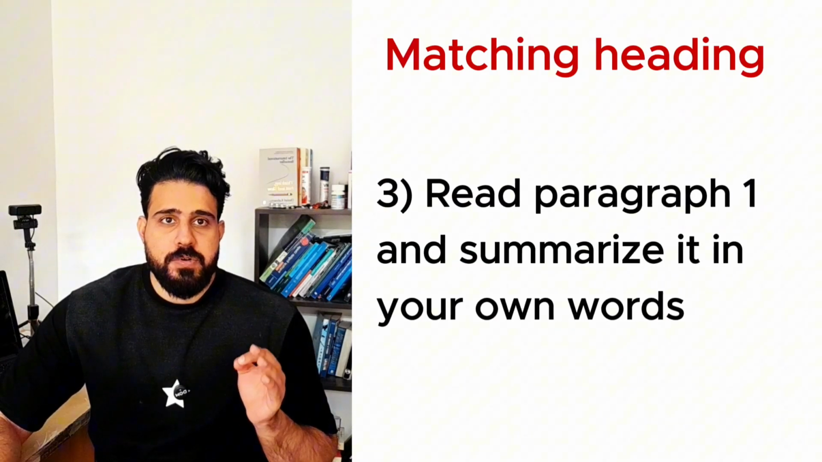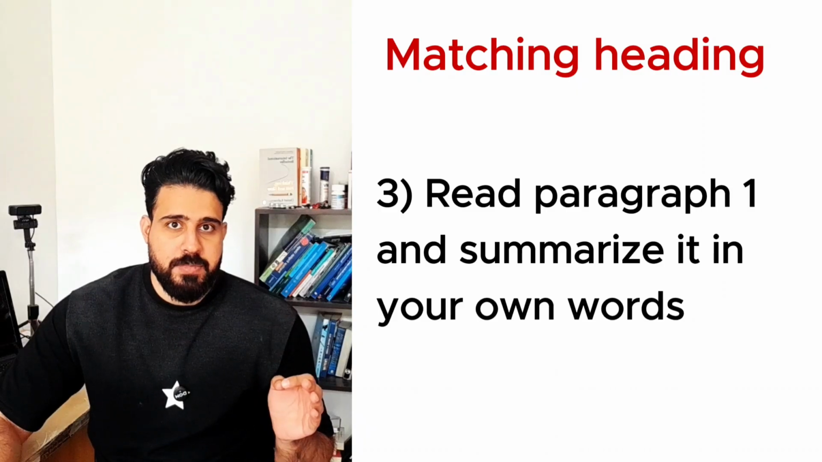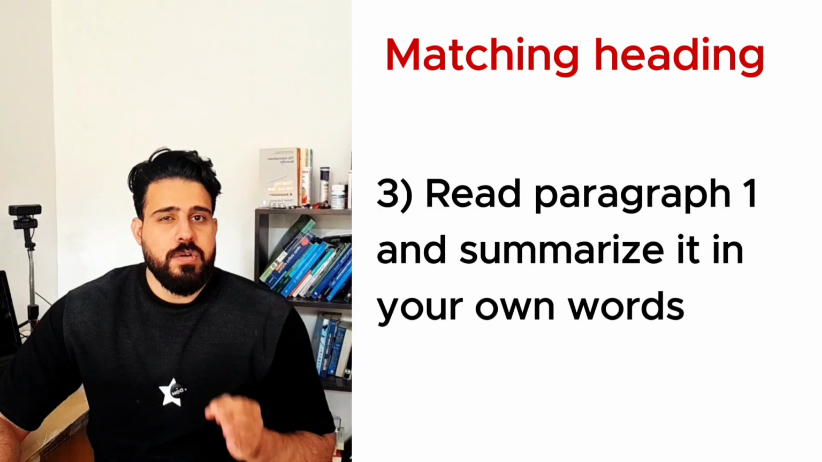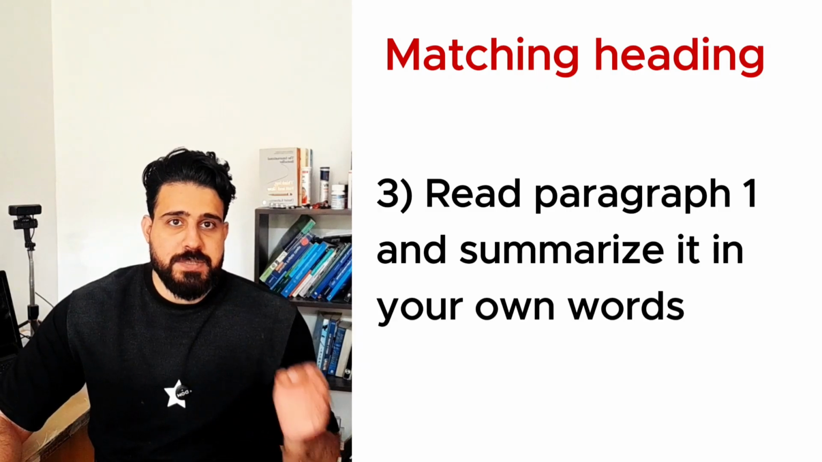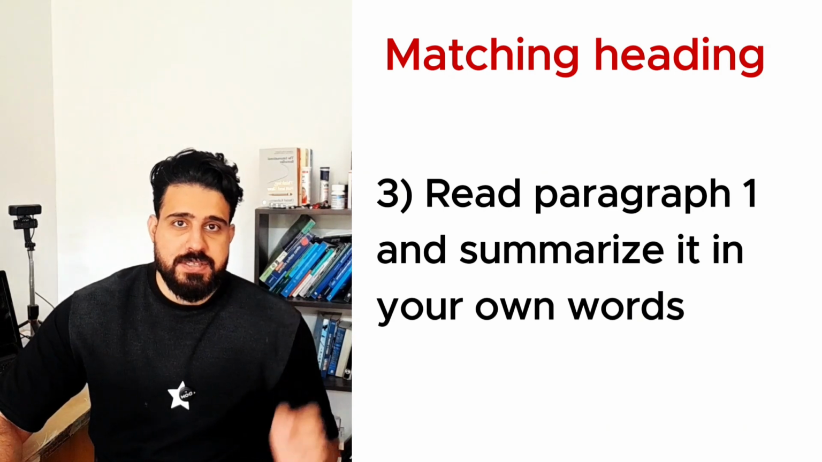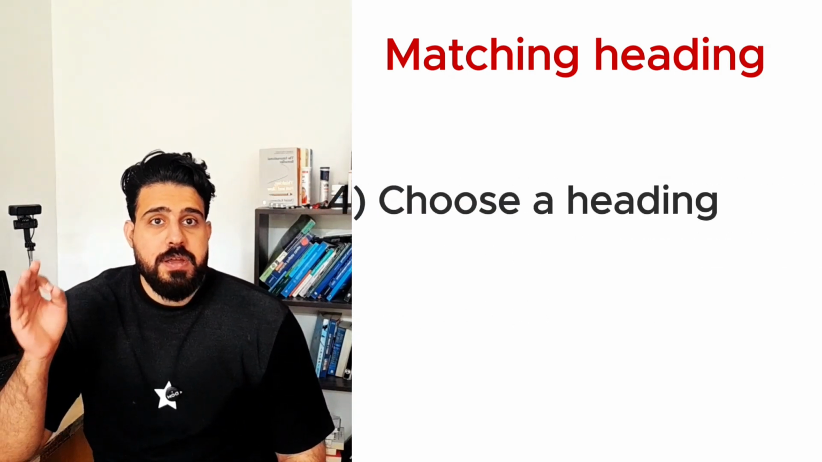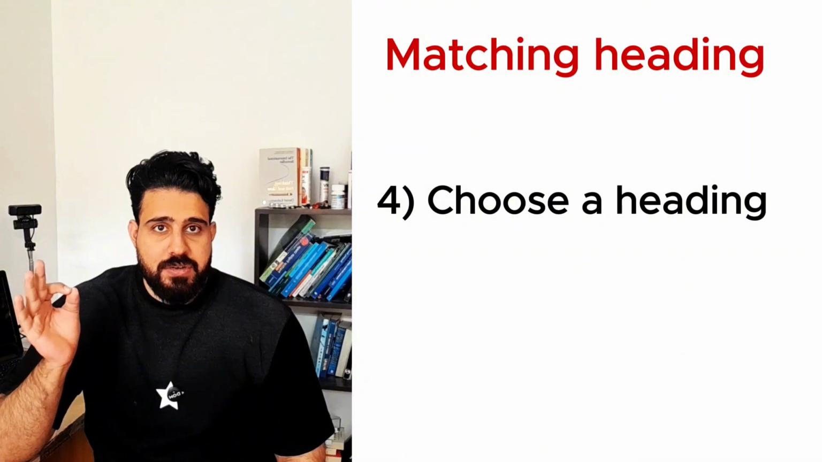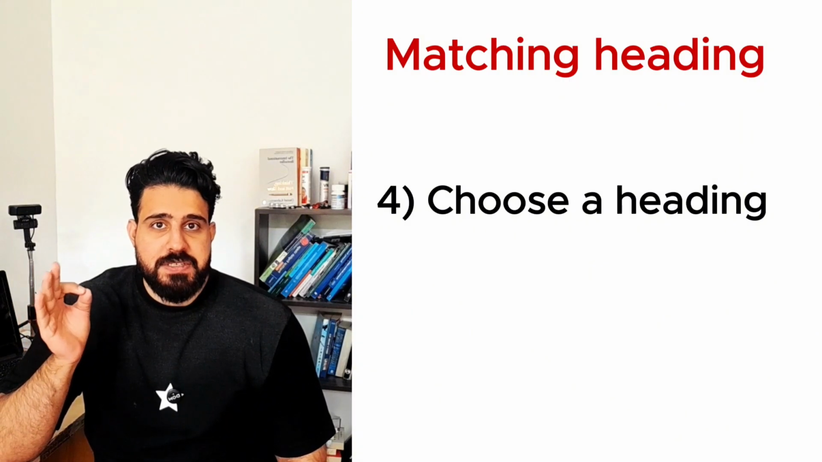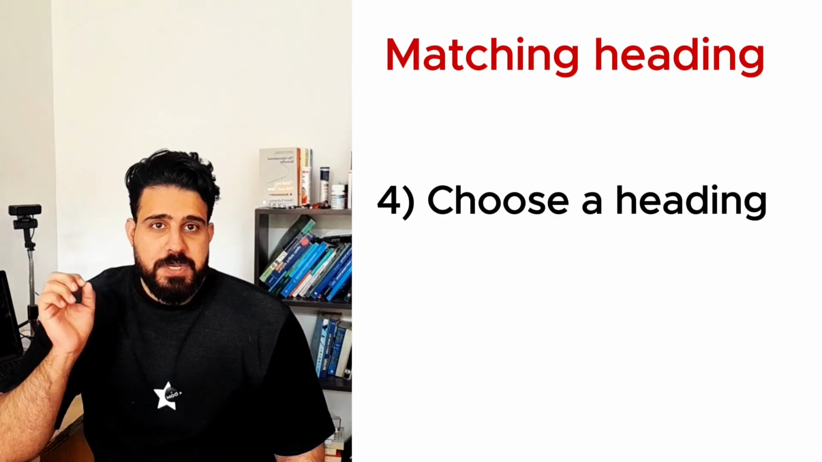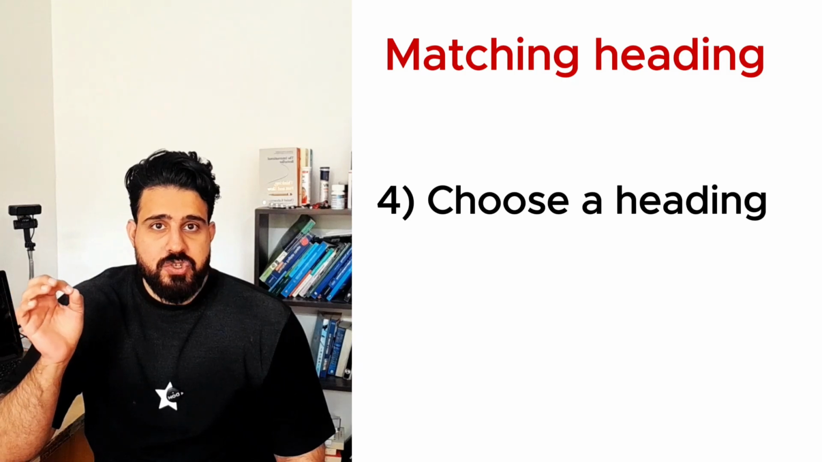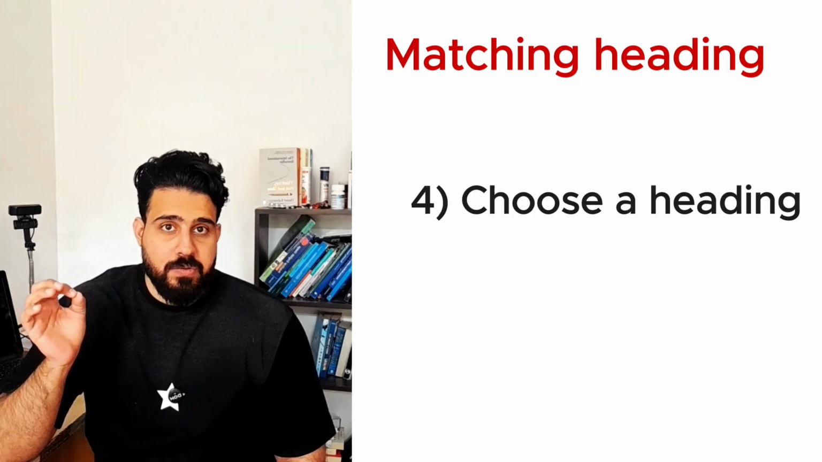Step 3, focus on one paragraph at a time. Now, read paragraph 1 and ask yourself, what's the main idea of this paragraph? If I had to sum this up in one short sentence, what would I say? Step 4, match the heading. Then go back to the list of headings and find the one that best fits that main idea. Pick the one that seems right, but keep it flexible.